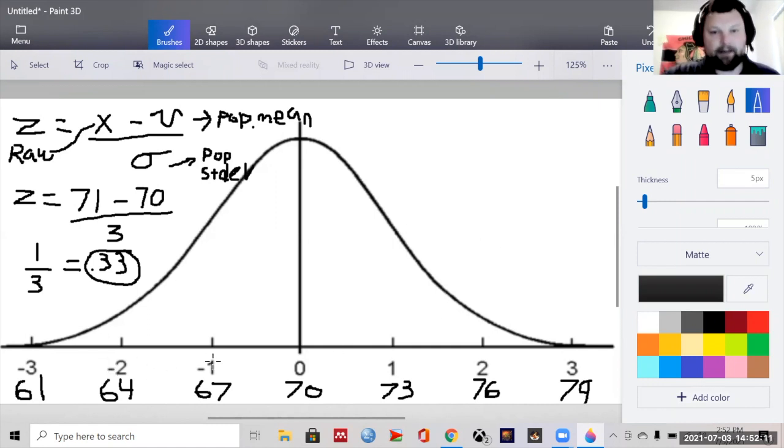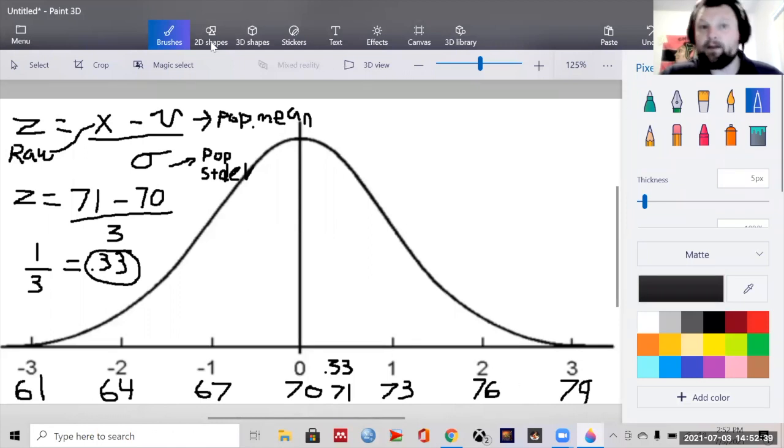So -3, -2, -1, 0. This row is for z-scores. And so my z-score is between 0 and 1 at about 0.33. And this 0.33 corresponds to a raw score of 71. In the bottom rows, I've put the raw scores. Every z-score has a corresponding raw score, and every raw score has a corresponding z-score.